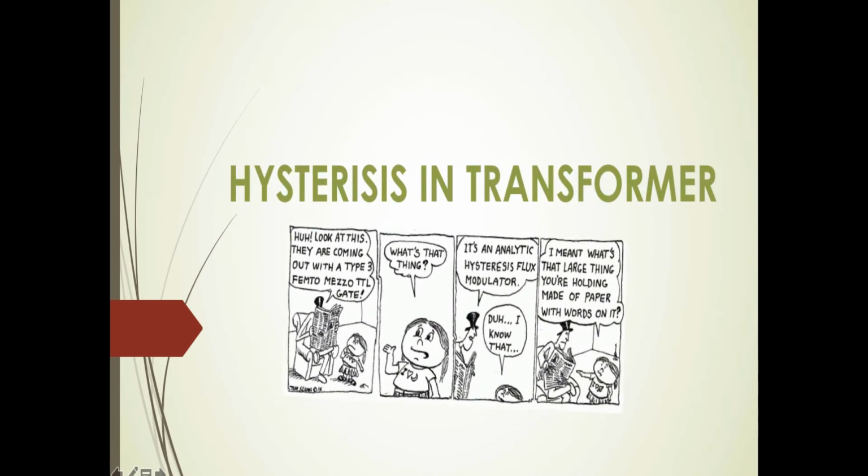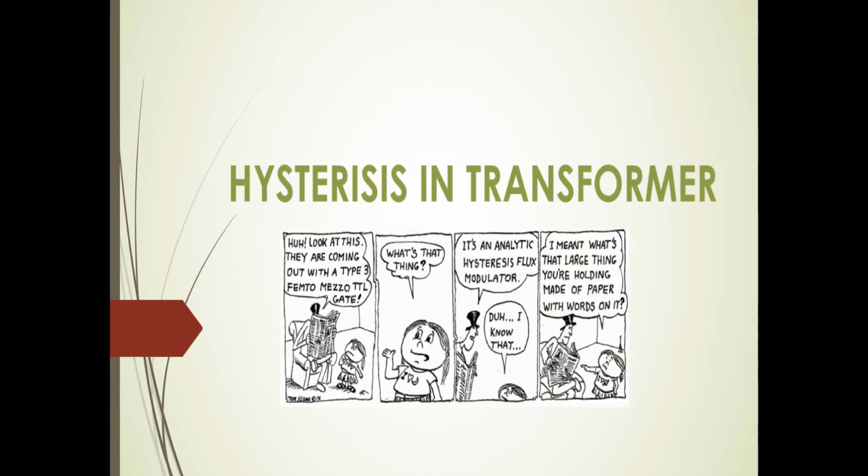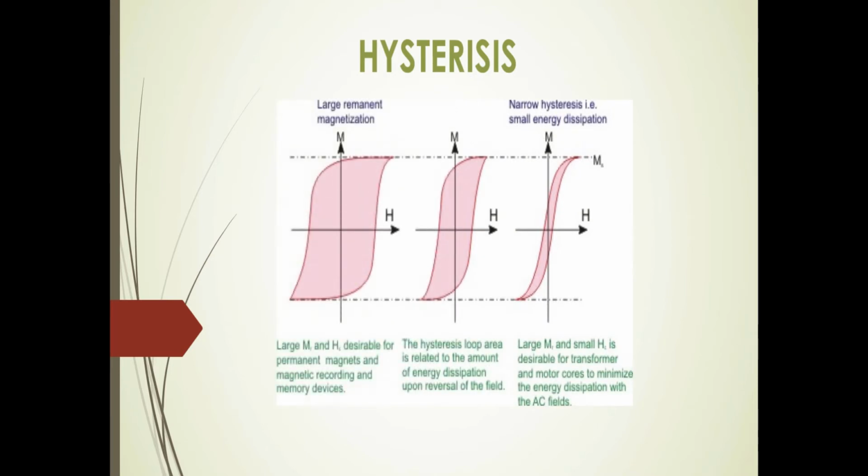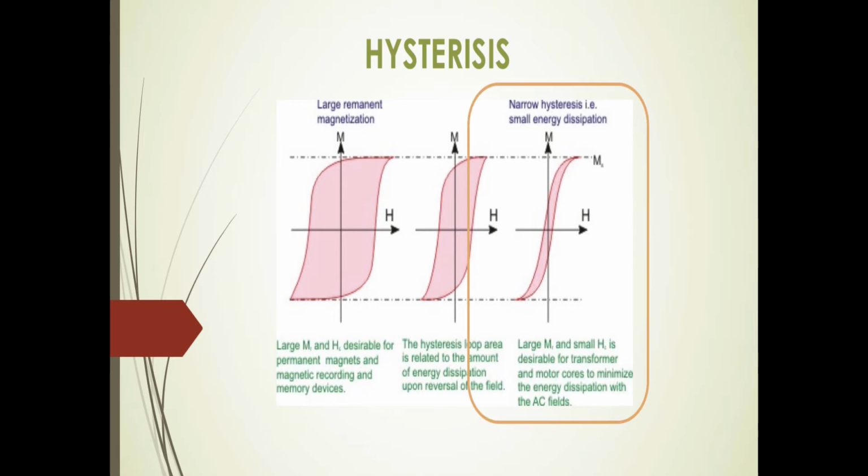Hysteresis. The magnetization of the core is repeatedly reversed by the alternating magnetic field. The repeating core magnetization process expends energy, and this energy appears as heat. The heat generated can be kept to a minimum by using a magnetic material which has a low hysteresis loss. As you can see in the first graph, the larger the magnetization and the higher the heat, this is more desirable to act as a permanent magnet or a magnetic recording. Whereas in the third graph, we can see that it has a larger magnetization but a lower heat. Therefore, this is more likely to be a transformer.